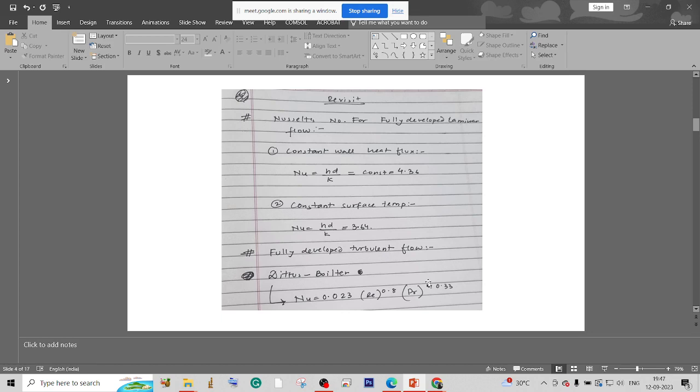That will give us the Sieder-Tate equation, right? So many questions you will get on the basis of that, that you will find in the assignment. So the Dittus-Boelter equation we can use for moderate or low temperature difference between the mean temperature of the fluid and the wall temperature of the pipe.